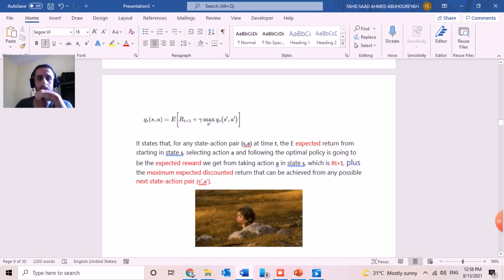So for any state-action pair (s, a) at any time t, the expected return from starting in state s, selecting action a, and following the optimal policy is the expected reward we get from taking the action in the state, which is R(t+1), plus the maximum expected discounted return that can be achieved from any possible next state-action pair (s', a').